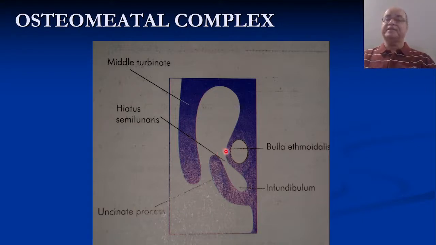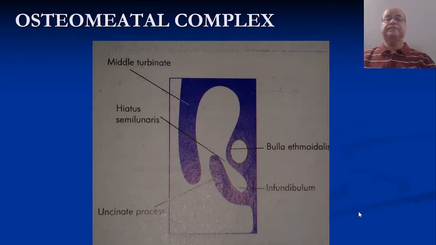Hiatus semilunaris is two-dimensional, defining the extreme medial opening of the infundibulum, and this is lowest as compared to the infundibulum. It is a crescent-shaped gap between the posterior free margin of the uncinate process and the anterior wall of the ethmoid air cells. And here is where most of the anterior group of paranasal sinuses open, and their secretions then go to the middle meatus.